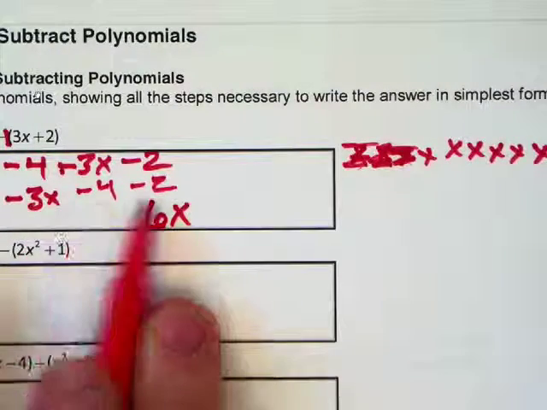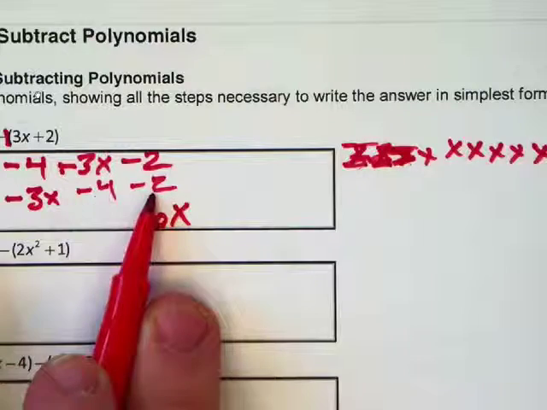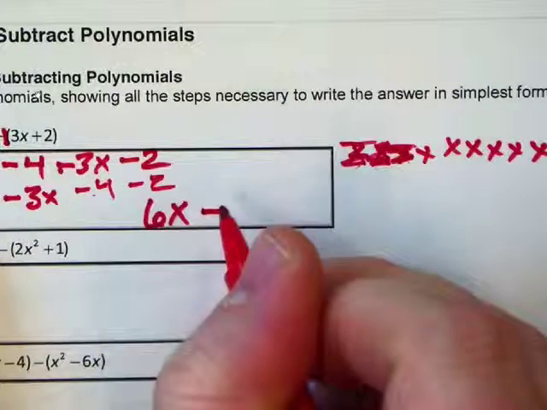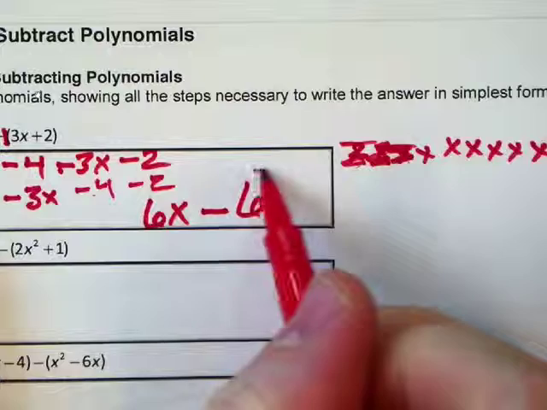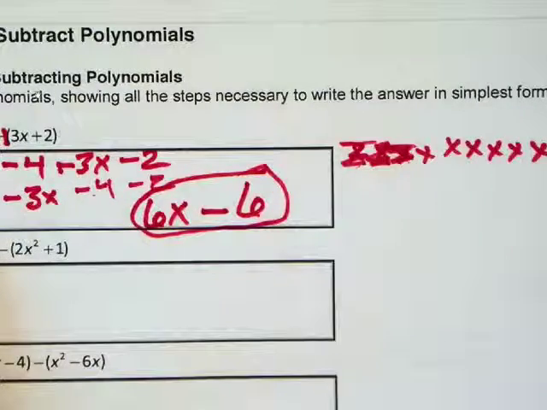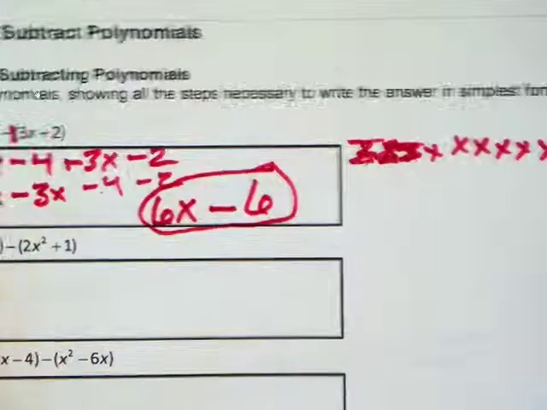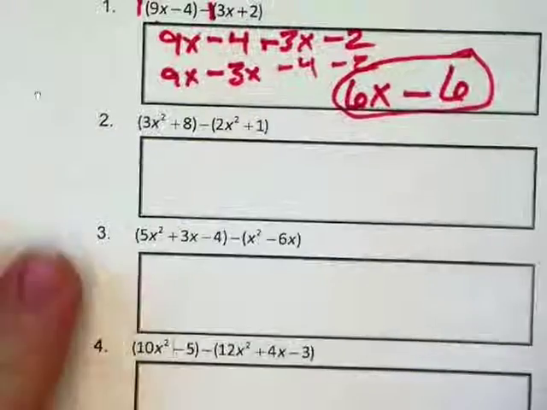And now we combine these two. Negative 4 and negative 2 would give us negative 6. And that's the answer. You can't simplify any further than that. Okay, let's look at the next one.